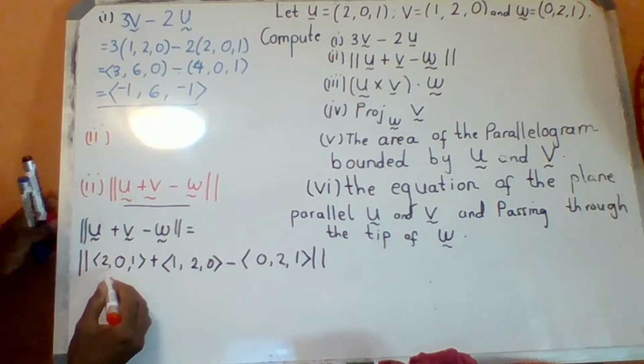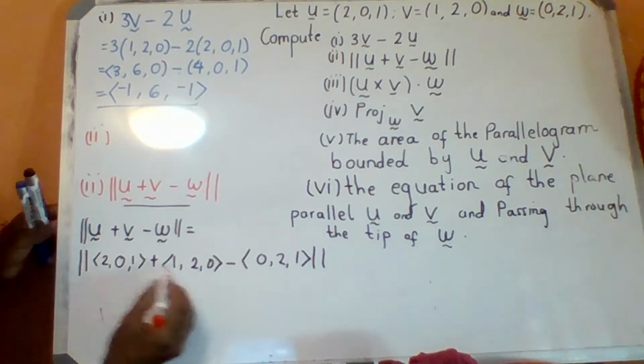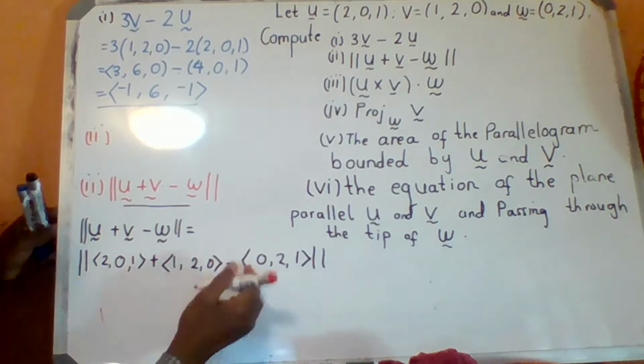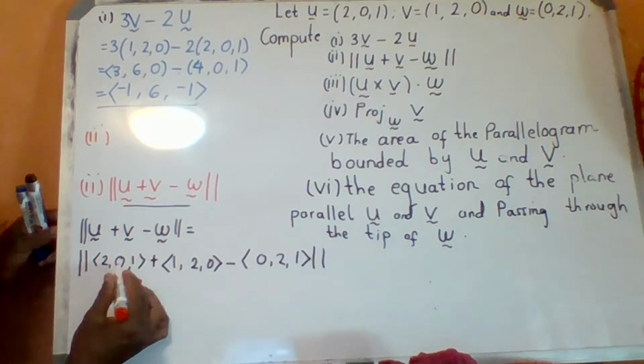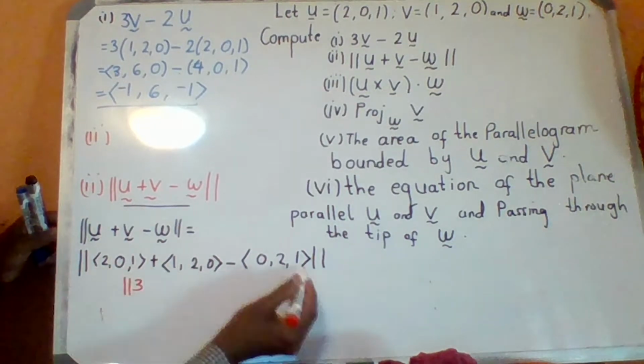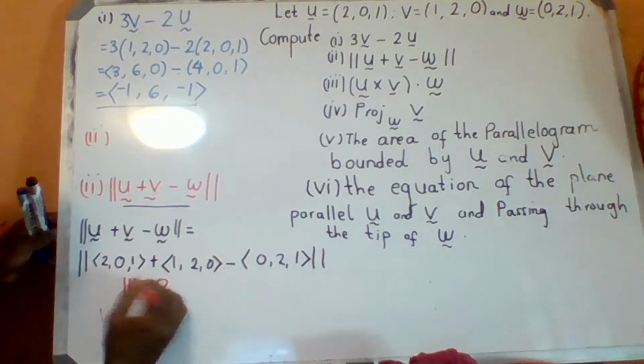So let's work that out. We're going to say 2 plus 1 is 3, 3 minus 0 is 3. It's going to be 3 here. Now we go for the second one. 0 plus 2 is 2, minus 2 equals 0.